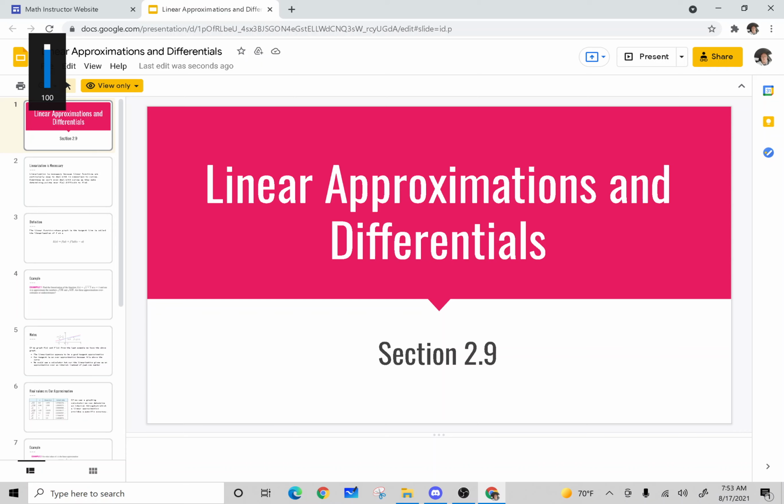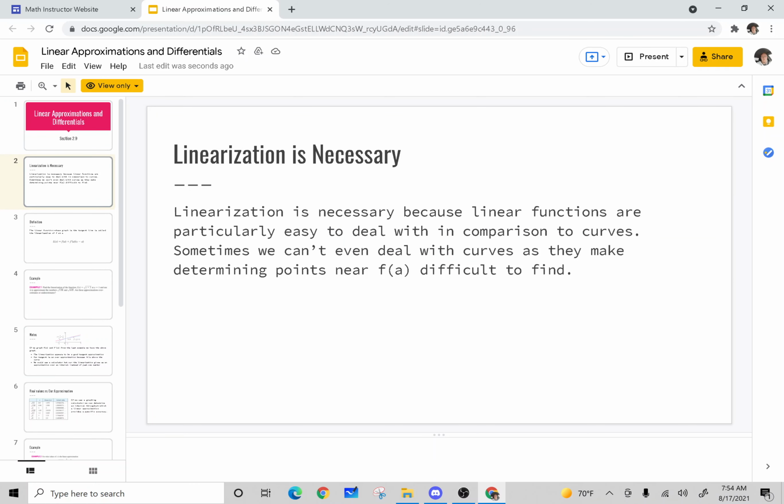So next up we have linear approximations and differentials. I kind of was wondering why this section was important, but it is necessary if you want to be able to find values for something like, I don't know, the square root of 3.7. It gives you an actual numerical value that's closer than just guessing, right?